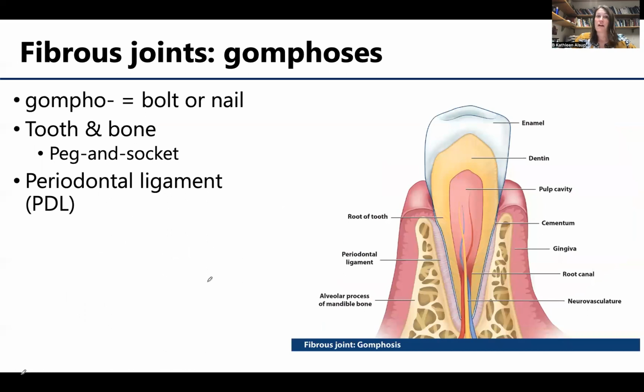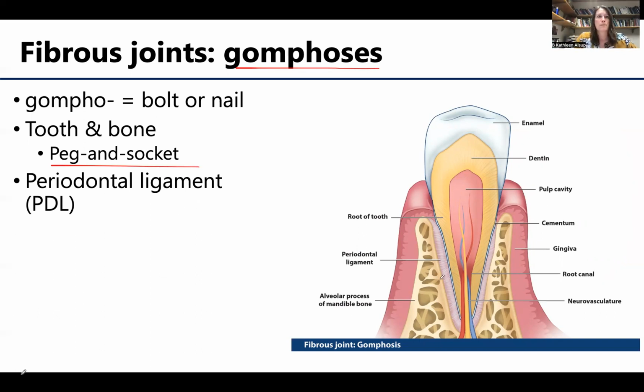Okay, another type of fibrous joint is one of our more unique ones because it's going to be between bone and tooth. A tooth is not a bone, so this is a unique type of joint. This is referred to as a gomphosis, or gomphoses if we're talking plural. And gompho literally means a bolt or a nail. So it's kind of like a nail, which is the tooth, being hammered into the bone. Or sometimes you hear this referred to as a peg in a socket. So you put the peg, which is the tooth, into the socket.